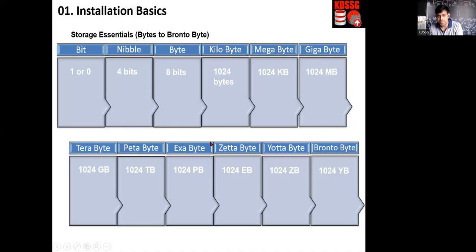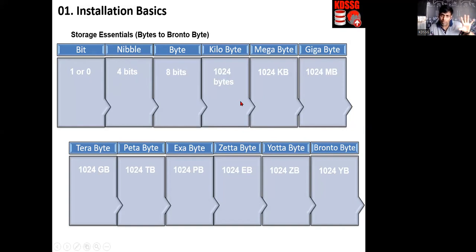So, look at this one. If somebody is not aware of this, this math can help you. Whatever you store in a computer, 1 and 0 is called a bit. 0 and 1, that's called a bit value. 4 bits is called 1 nibble. 8 bits is called 1 byte. Whoever is from a computer background will know this. If not, for others, I'm just showing this.